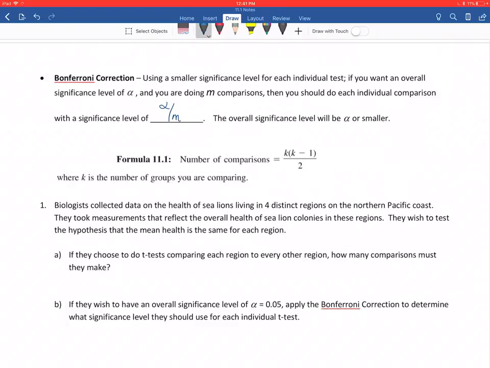We do need one more formula in order to figure all of this out, which is how do we know how many comparisons we're making? So it says if K is the number of groups that you're comparing, and you want to figure out how many comparisons, M, we have to make, then you can do K times K minus 1 over 2.